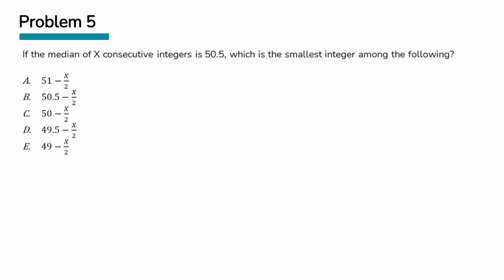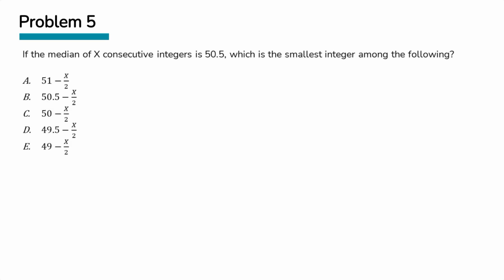So for Rishi, the median of x consecutive numbers is 50.5, right? That's all that is given to you. From this, you know that x has to be an even number. That much I hope you understood. Only if there is an even number of elements in the data set will the middlemost value be a decimal. Now the question says you could take any value for x. You could take 2, 4, 6, 8. Take any value for x. Which is the smallest integer among the following? Among A, B, C, D, E, whatever be the value of x, which one will be the smallest? Clear? That is the question.